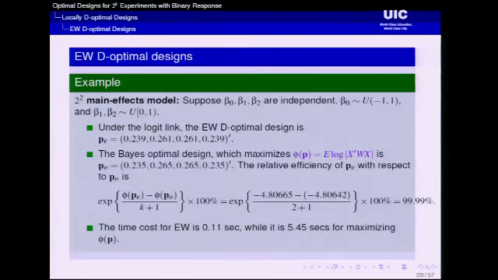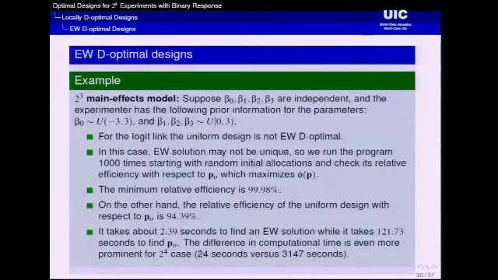It turns out, for example, I'll give a couple of examples. Let me go to the second example. Let's take a 2-cube main effects plan. Then here, there are 4 parameters: the constant and the 3 main effects. Let us imagine that the constant is uniform in this, and each of these betas is uniform in 0, 3.